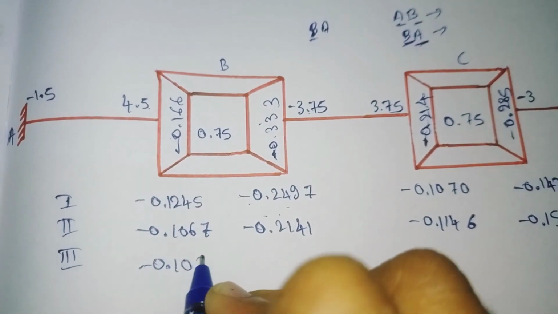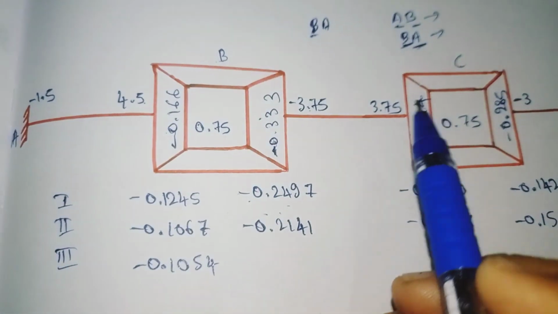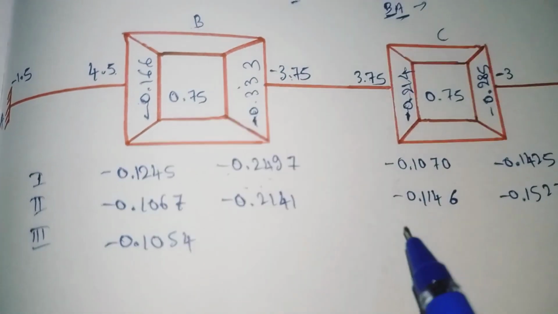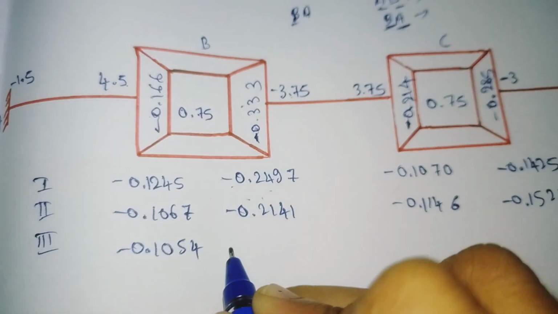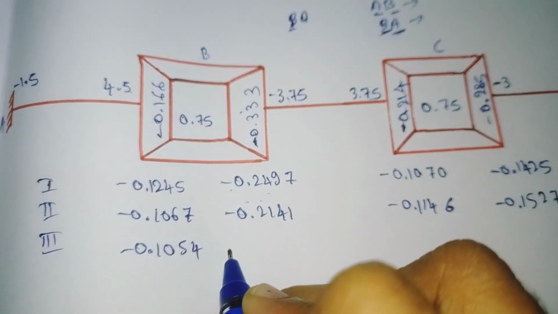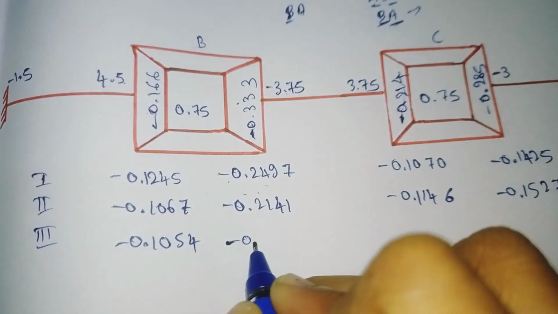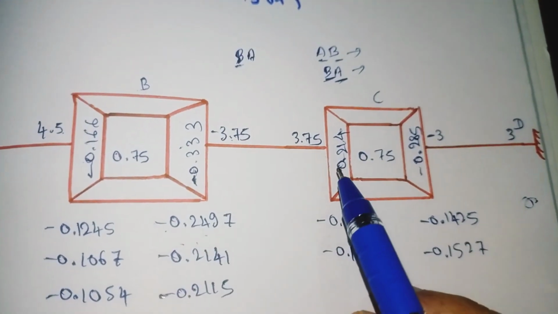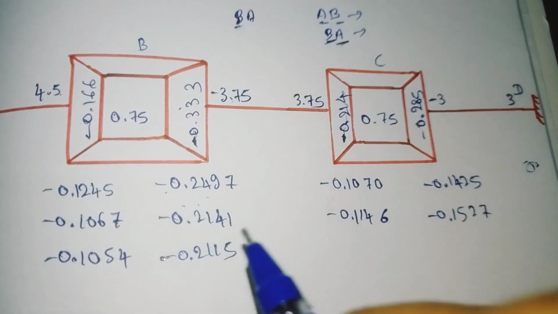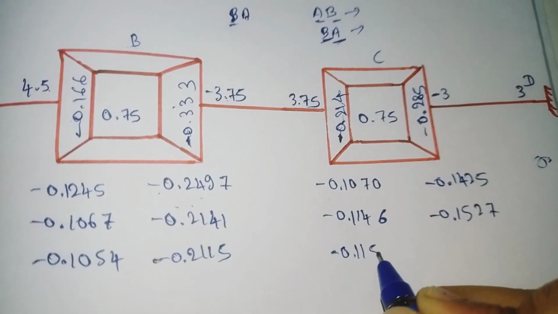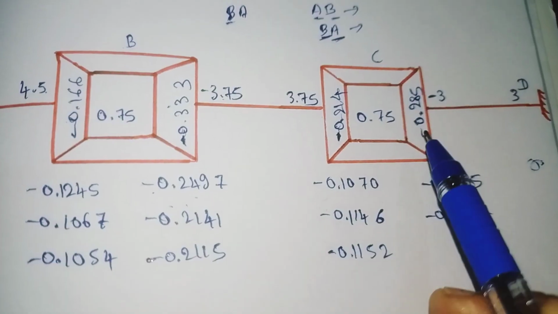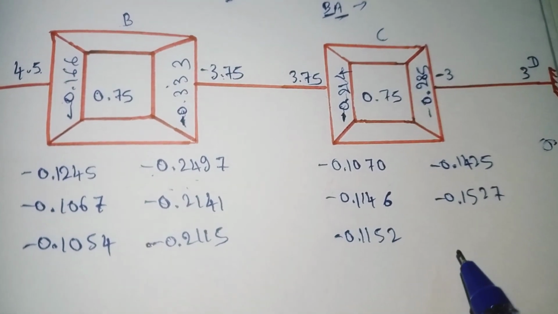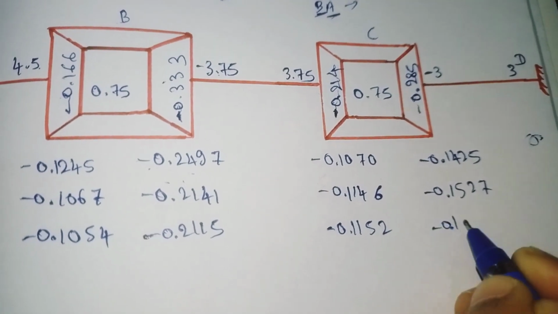minus 0.1054. Similarly for BC, minus 0.336 into 0.75 plus this value. It will come out as minus 0.2115. Similarly for CB, this value into this value plus this value. If we do, it will come out as minus 0.1152. And similarly for CD, this value into this value plus this value. It will come out as minus 0.1534.